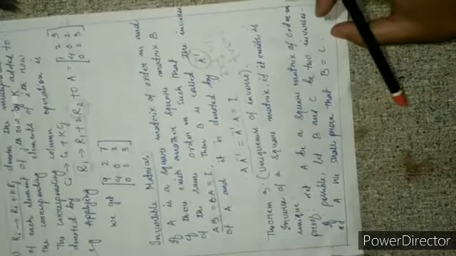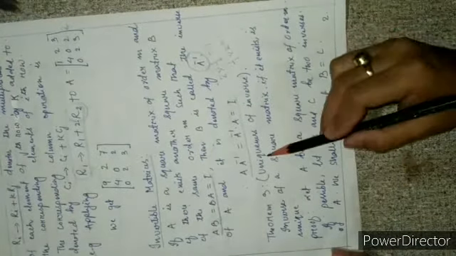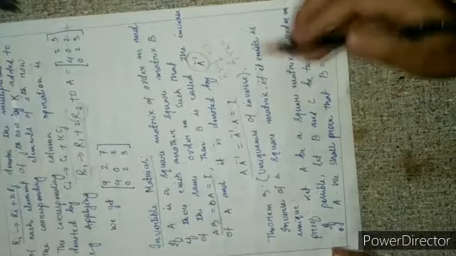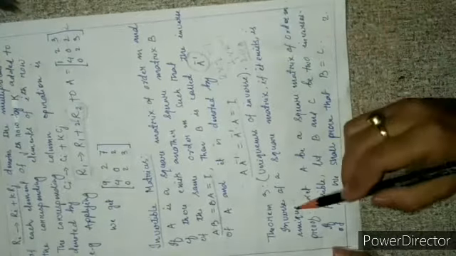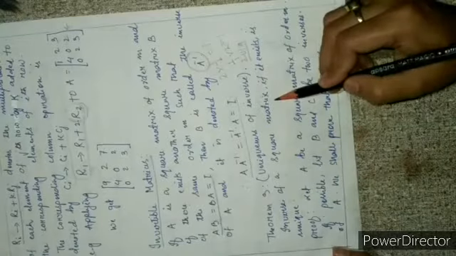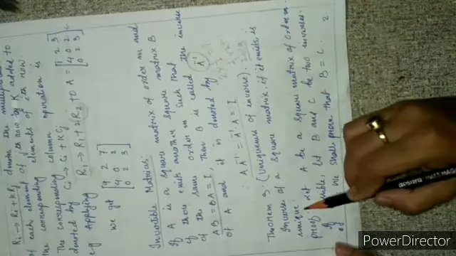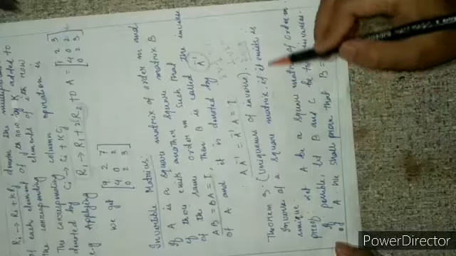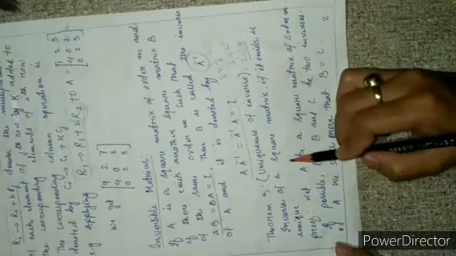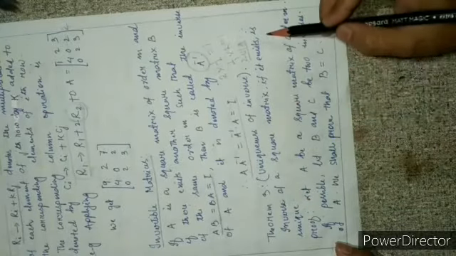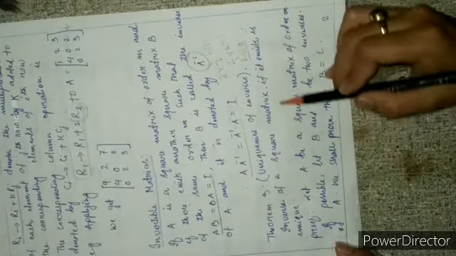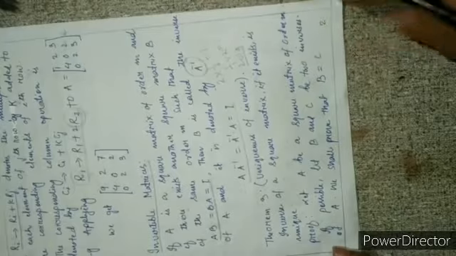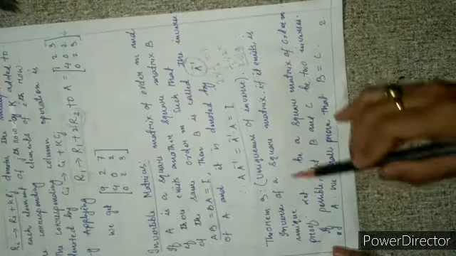Next, theorem number 3. Uniqueness of inverse. Theorem number 3, asked in 2019, carrying 2 marks. Inverse of a square matrix, if it exists, is unique, which means that the inverse of every square matrix is unique. Let us prove this theorem.